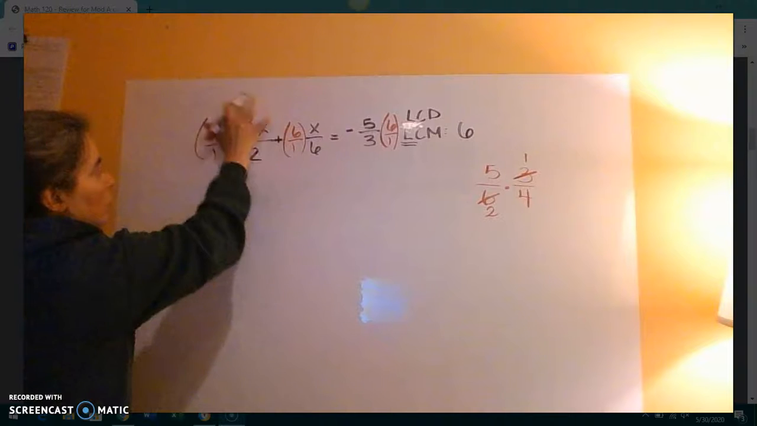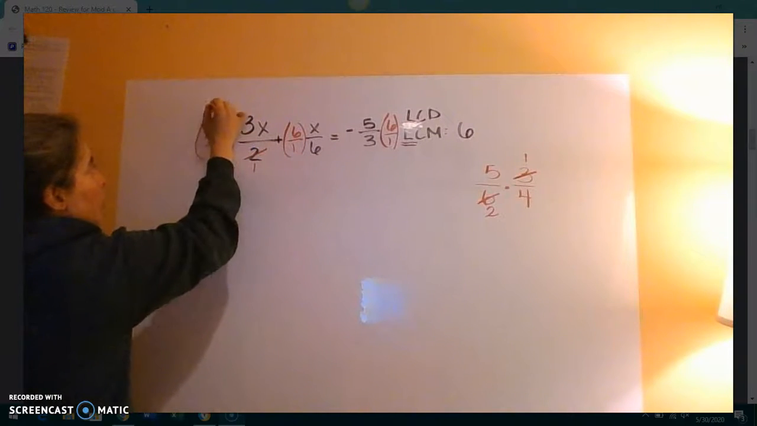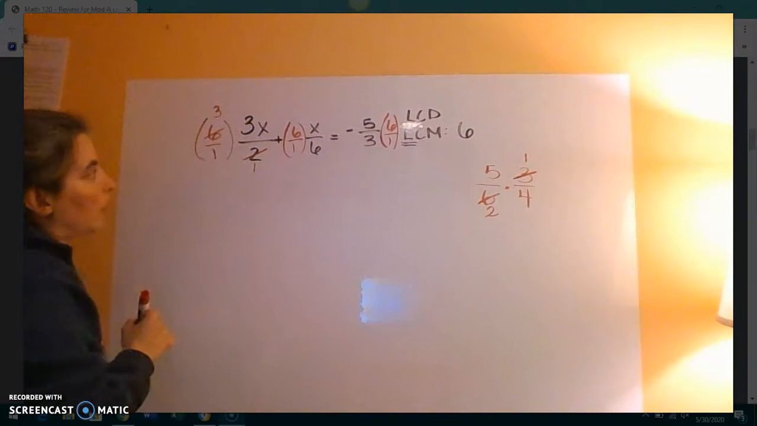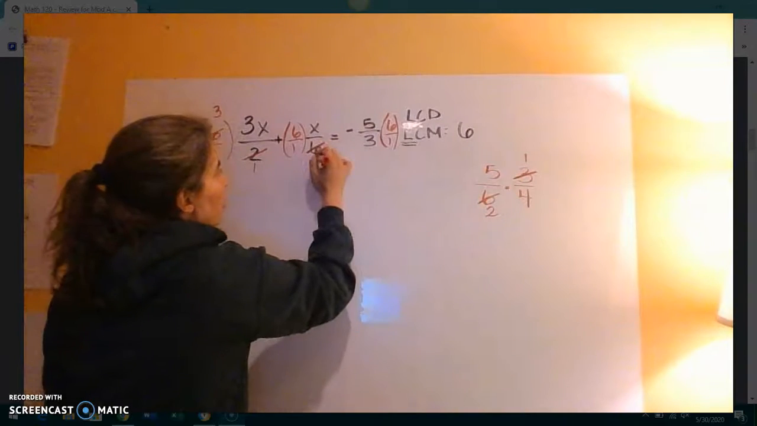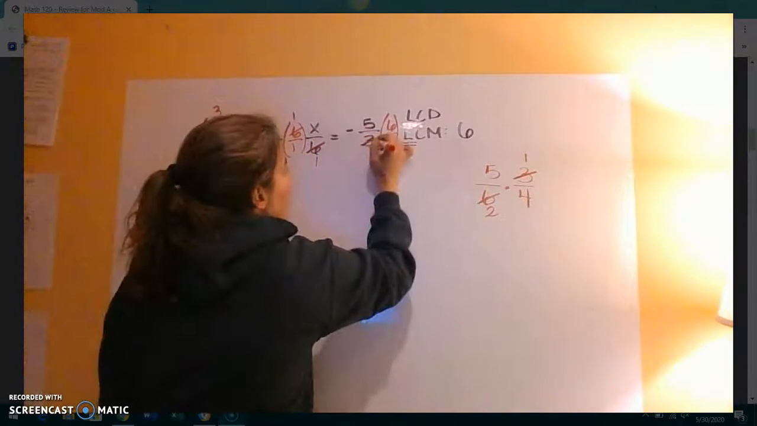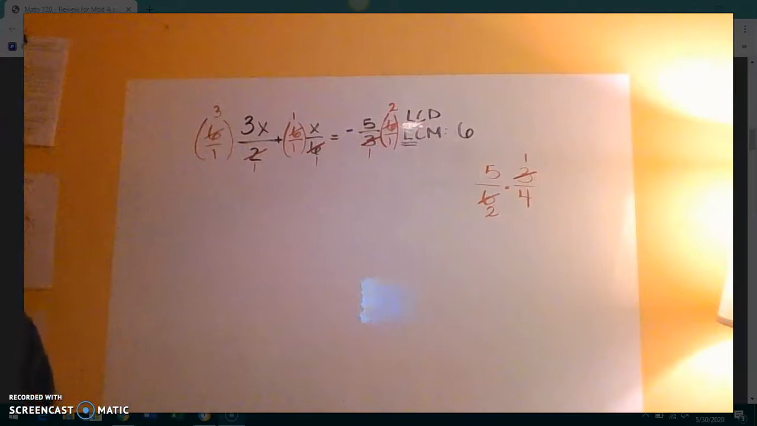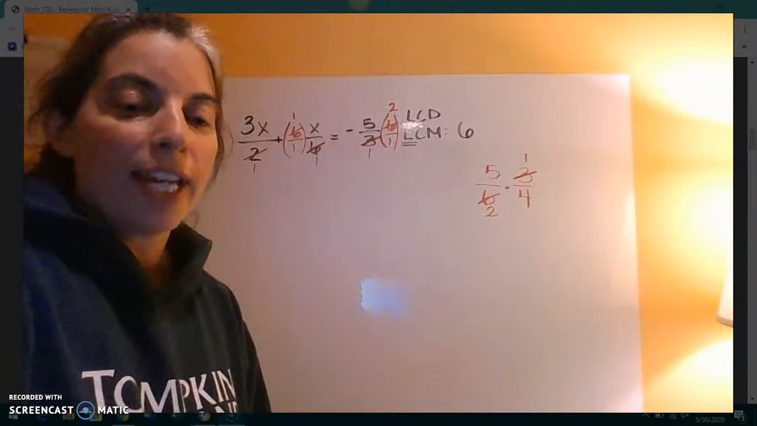So with these 2 that we're multiplying right here, 2 goes into 2 once, 2 goes into 6 3 times. Then here, 6 goes into 6 once, 6 goes into 6 once. And here, 3 goes into 3 once, 3 goes into 6 twice. So I have canceled those out.